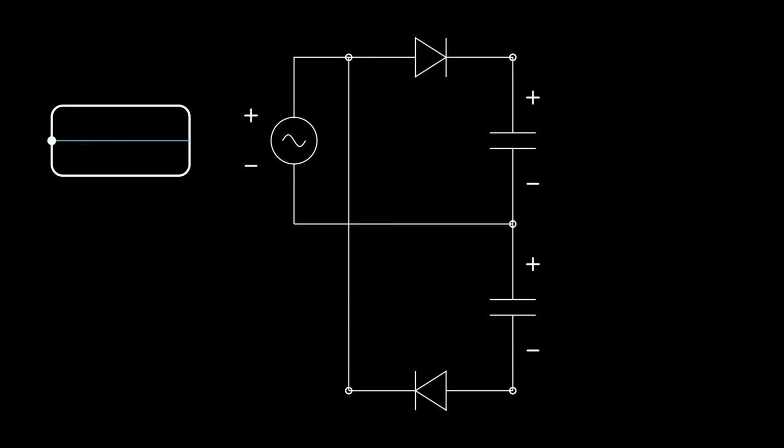Okay, so for the positive half cycle first, let's assume that the capacitors start off discharged. As the voltage goes positive, D1 is forward biased because the anode is now more positive than the cathode. Remember, we're going to assume an ideal diode, so we can replace this diode with a short circuit and just remember that we've lost 0.7 volts to that diode drop.